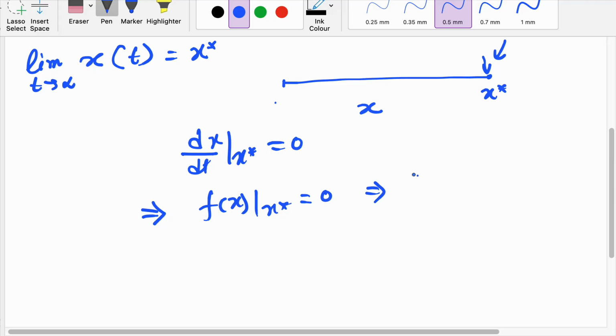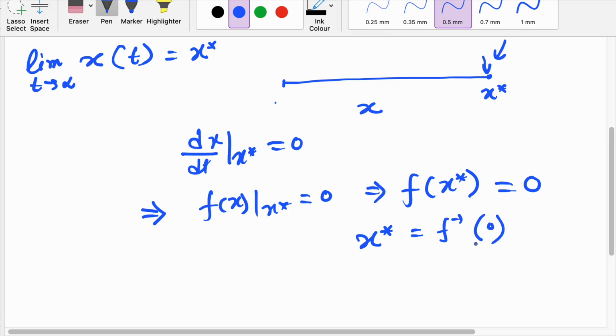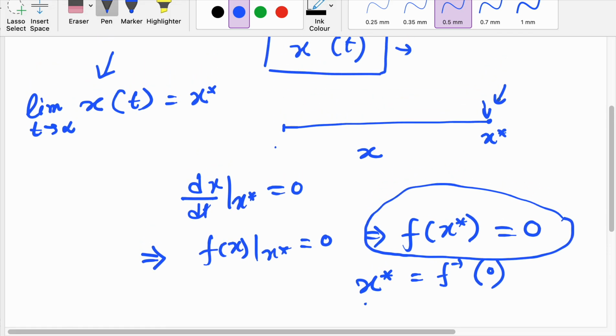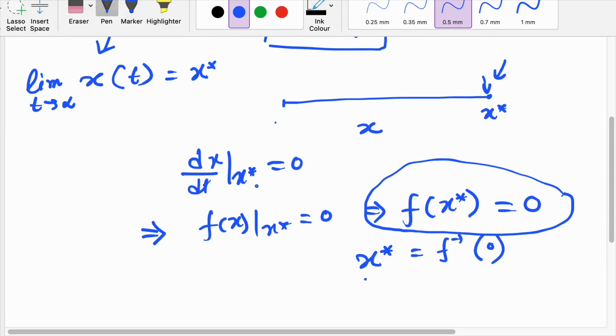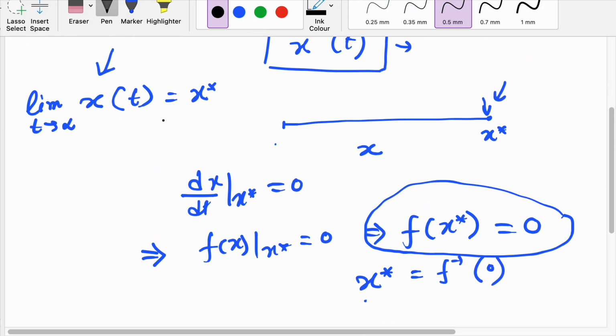If I can solve this equation, f(x star) equals 0, then in principle I will get a solution for x star. It simply says that in principle we can solve this equation and get a point where the velocity is 0. Now I know that there is in principle such a point, and I want to check this condition.